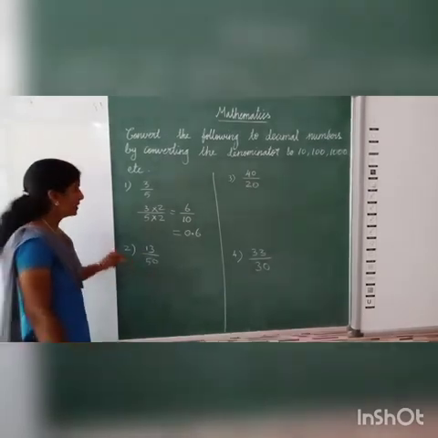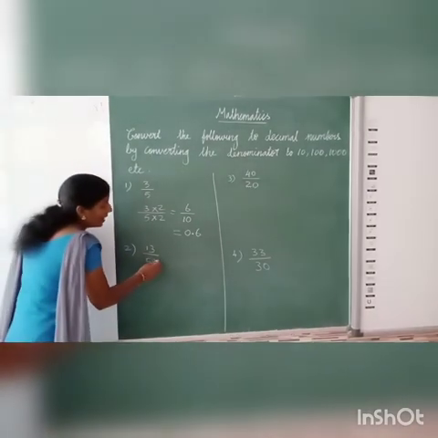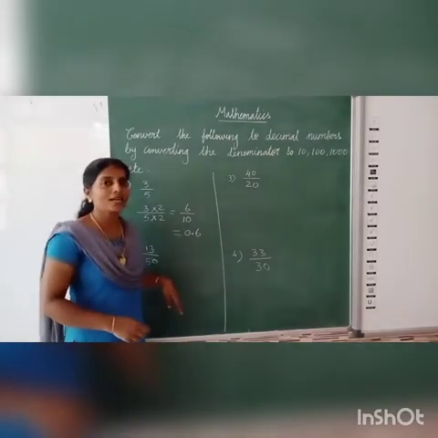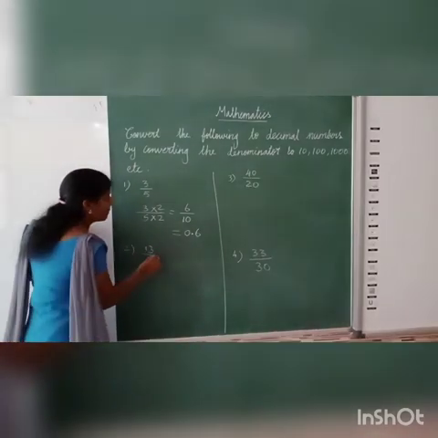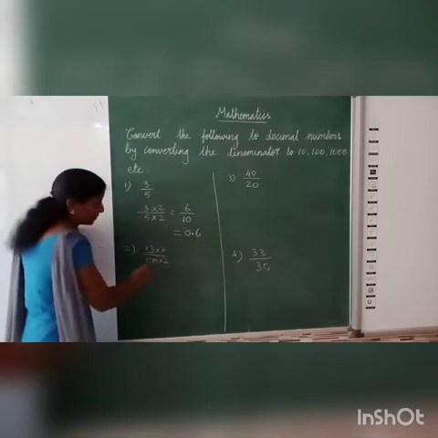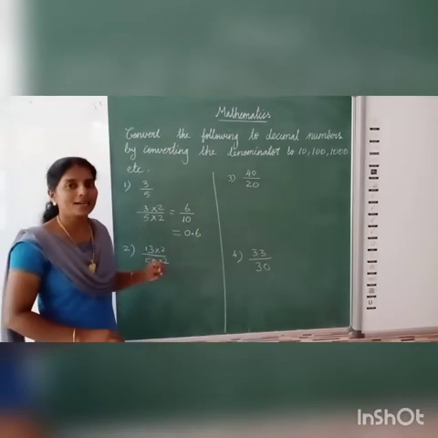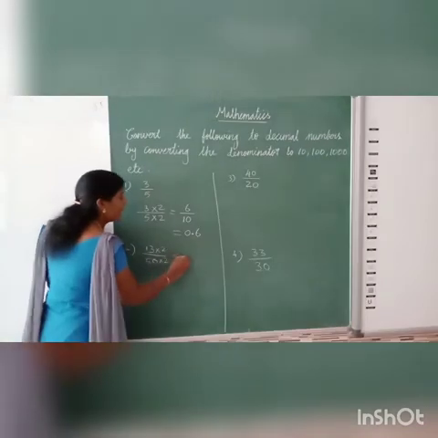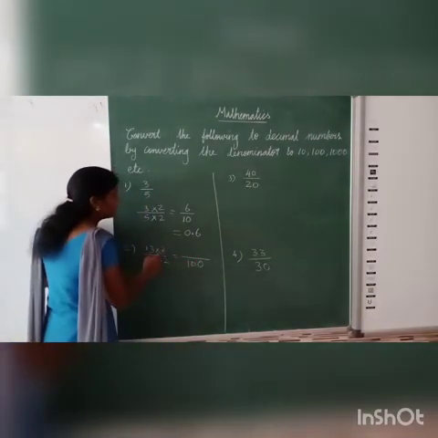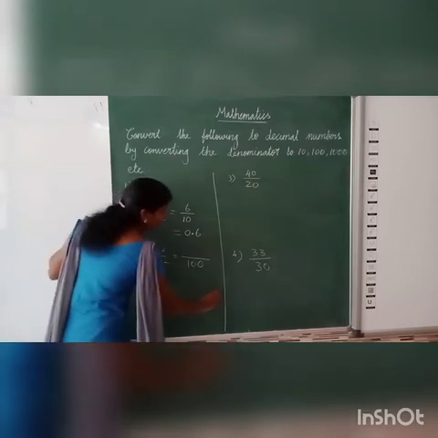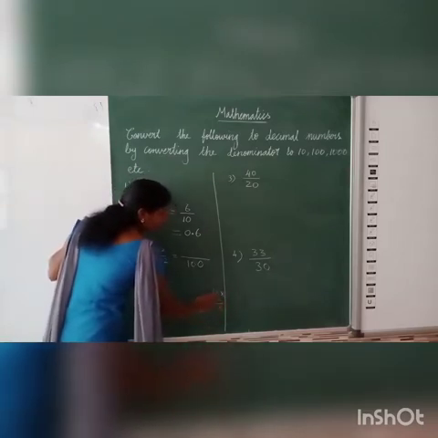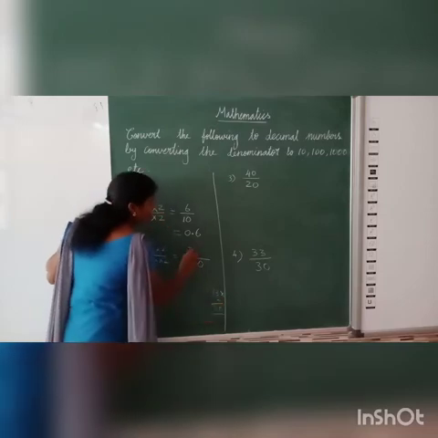13 by 50. Now listen here, 50 is half of 100. Here also we can multiply by 2 and we'll get 100. 50 into 2 is 100. So we can write the denominator as 100. Then 13 multiplied by 2: 3 2s are 6, 1 into 2 is 2, so 26.